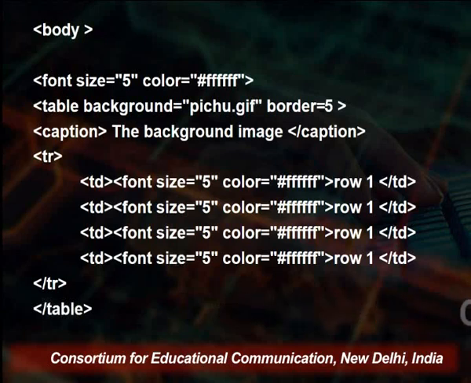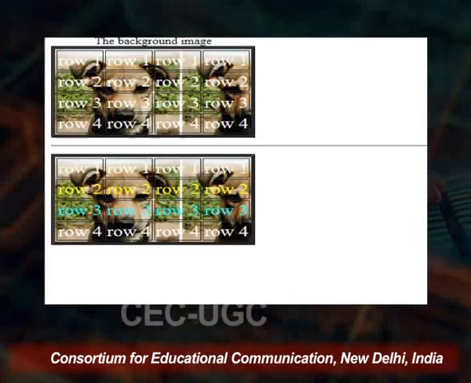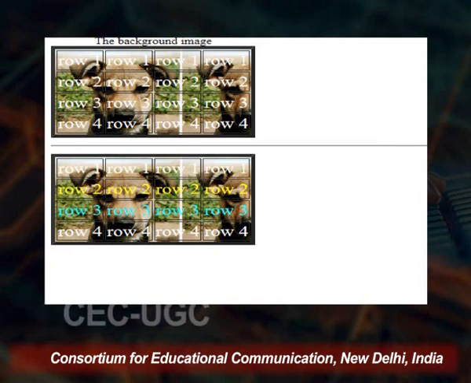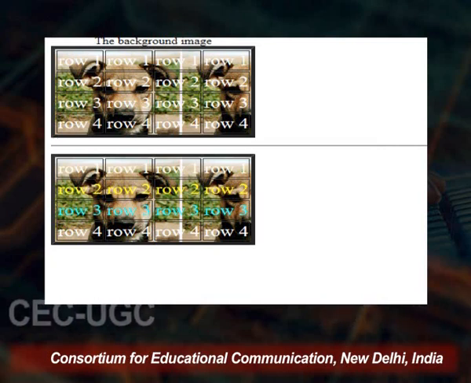So it is a table which has got one row and it has got 4 columns. So you can see here, this is the table which comes, and it has got the caption, that is the background image, and 4 columns are coming here, and the image is coming as a background image for the table. The entire table is having a same background, right.